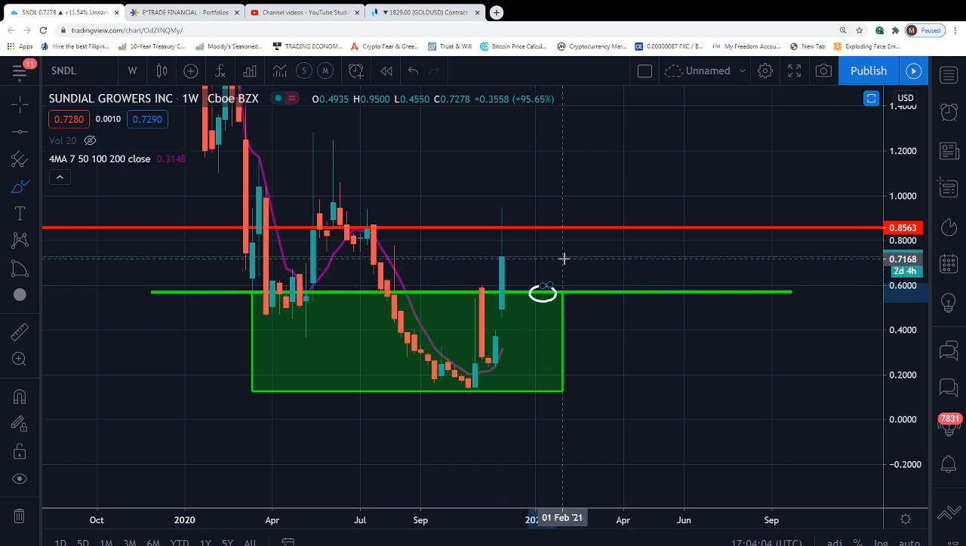We cannot say it's an official break above the 56 cent level on the weekly here because we still have 2 more days and 4 hours to close on this weekly candle. Can things change and turn around and actually get a rejection back below the 56 cent level? Be open to that, okay?